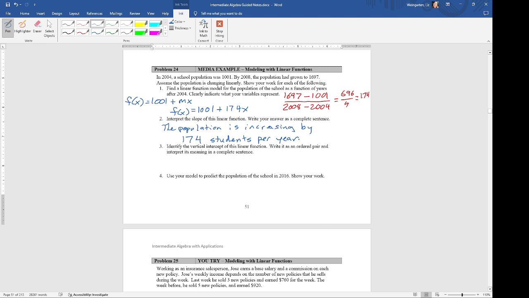What is the vertical intercept? The vertical intercept happens when our input is 0. If our input is 0, our output is going to be 1,001. What does this mean? The population started at 1,001 students.